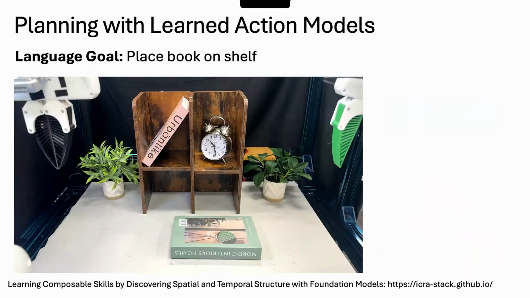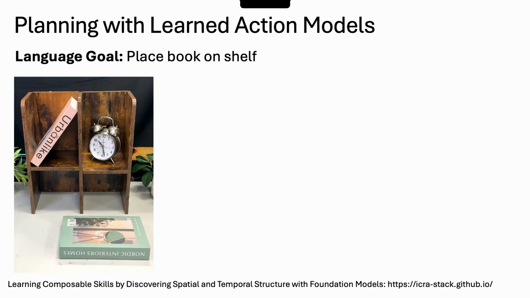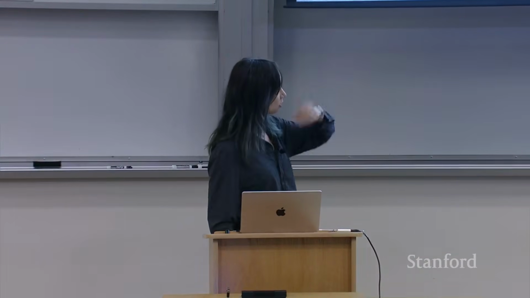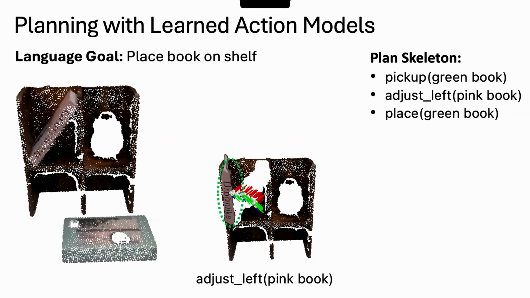Now, given a new scenario, let's say I want to place this book onto the shelf. What I can do is first come up with a high-level plan, or what we call a task skeleton, that is, a sequence of actions you want to take, but without deciding exactly what trajectory you need to execute. And you can internally simulate, if I take this particular trajectory, what will happen? For example, if you adjust this pink book towards the left, then the pink book will be rotated, and it will be touching the left-hand side of the shelf.